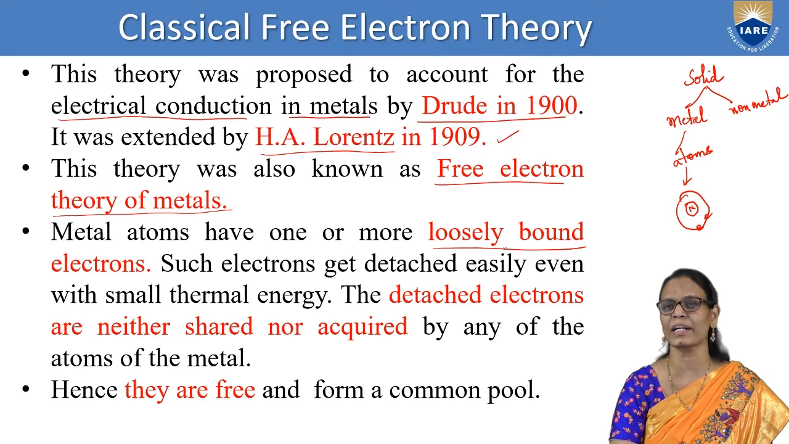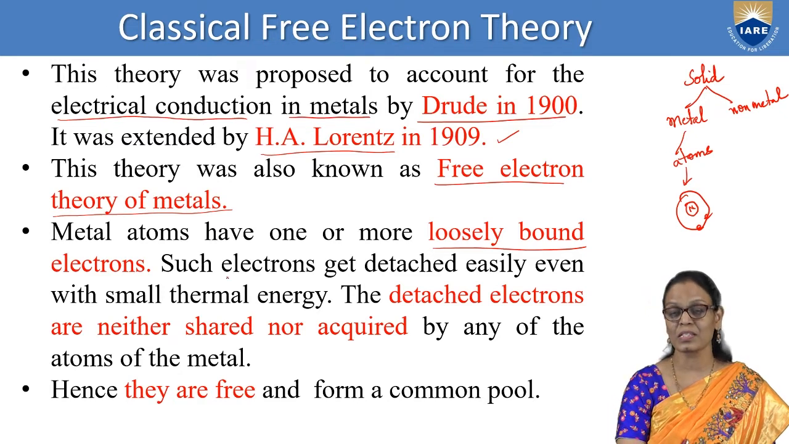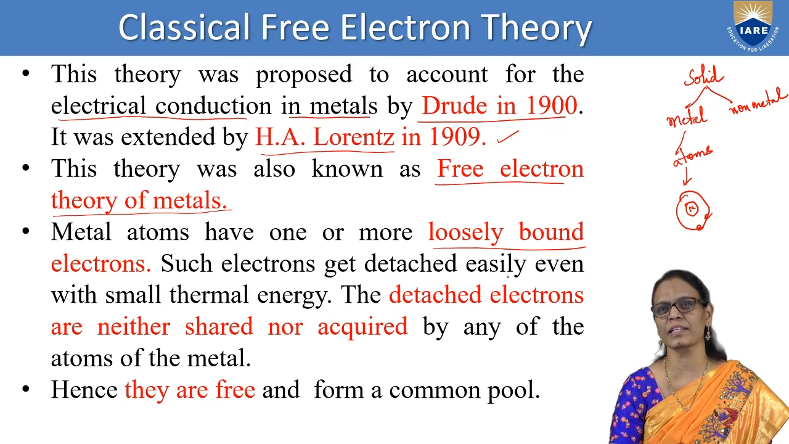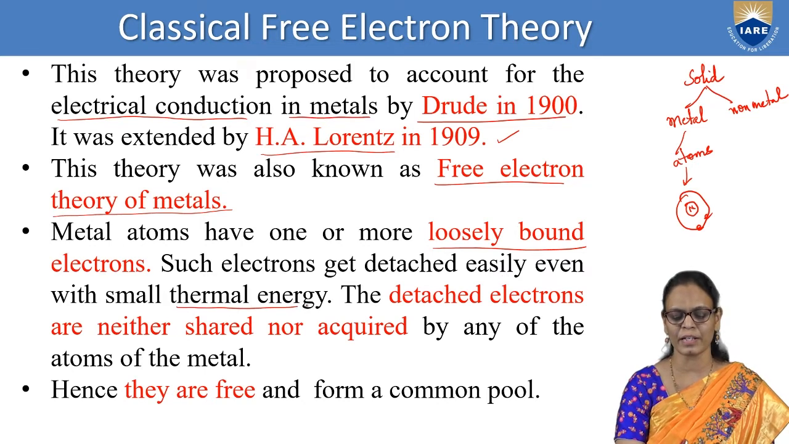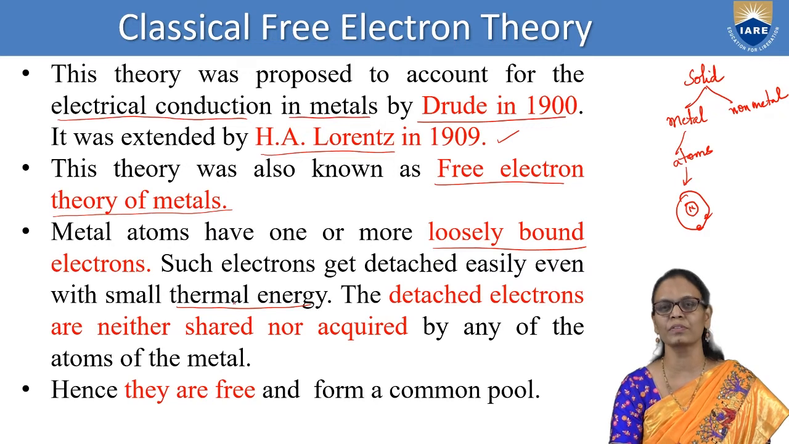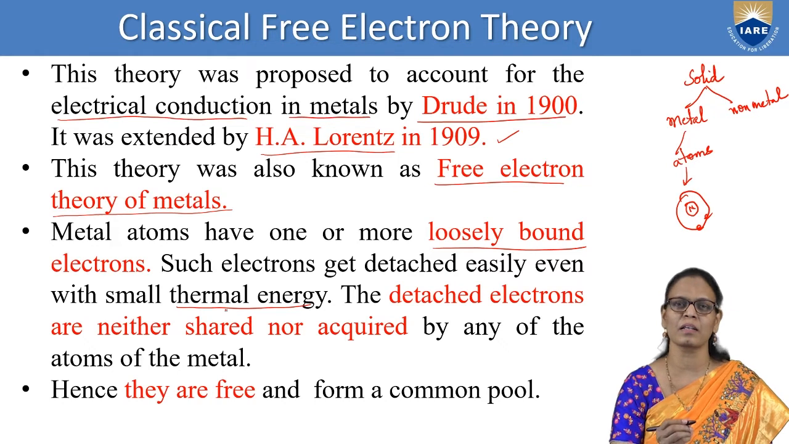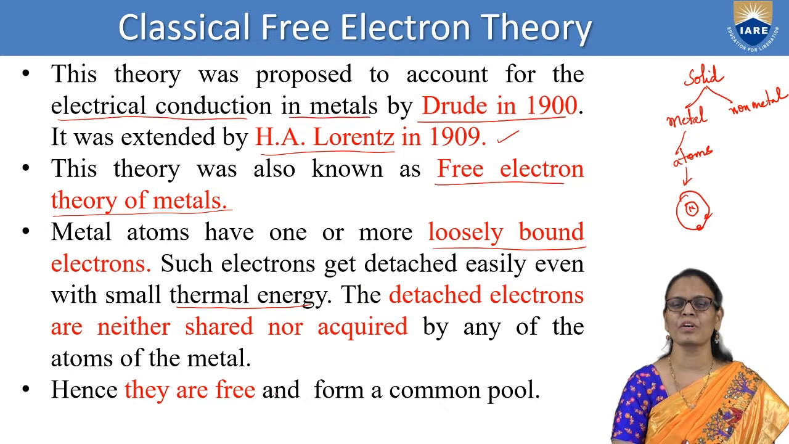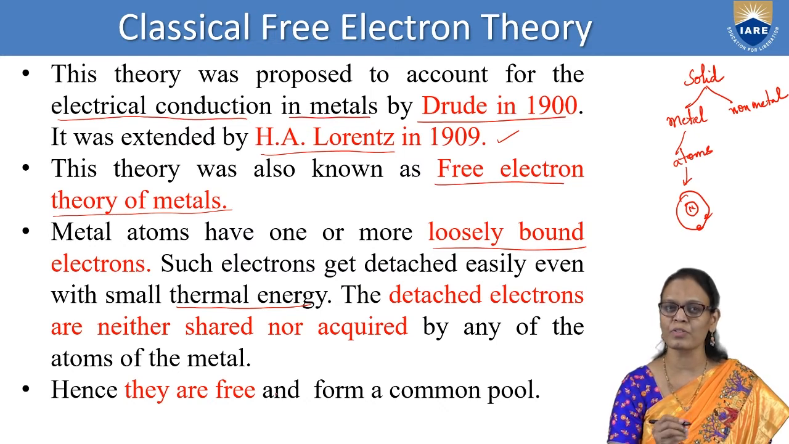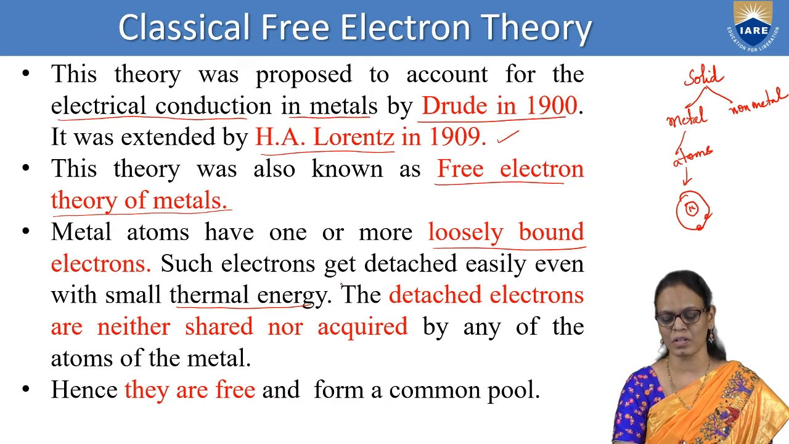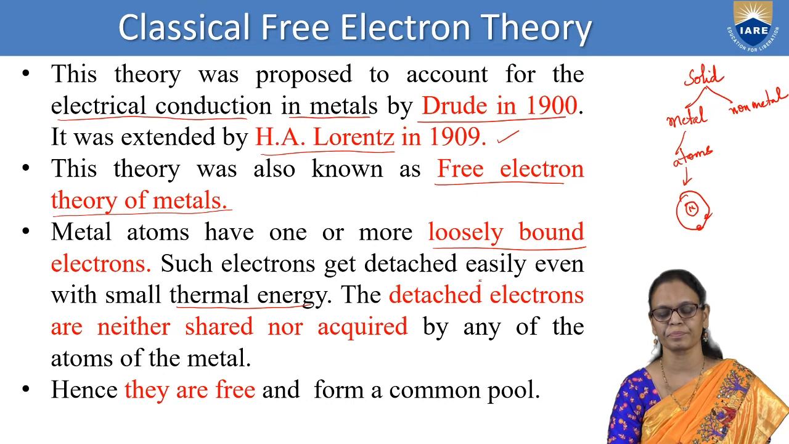They are not strongly attached to the atom. So such electrons get detached easily, even with small thermal energy. Thermal energy means, as I told you, thermal is always related to heat. So when you supply a little amount of energy, when you heat it, even at room temperatures, around 25 to 26 degrees Celsius, what happens? These electrons get detached easily.